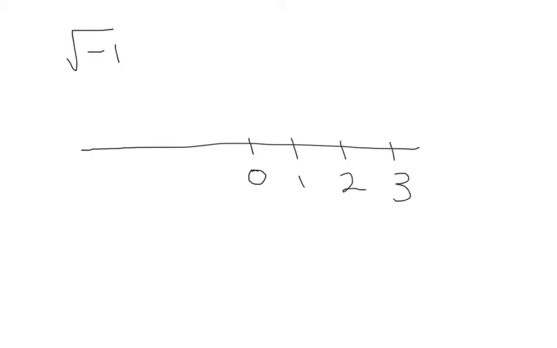Also, the square root of -1 cannot be represented on a simple number line. The number line: 0, 1, 2, 3, positive numbers, -1, -2, -3. Because the square root of -1 isn't a physical quantity, it can't be positioned anywhere on the positive and negative number line.